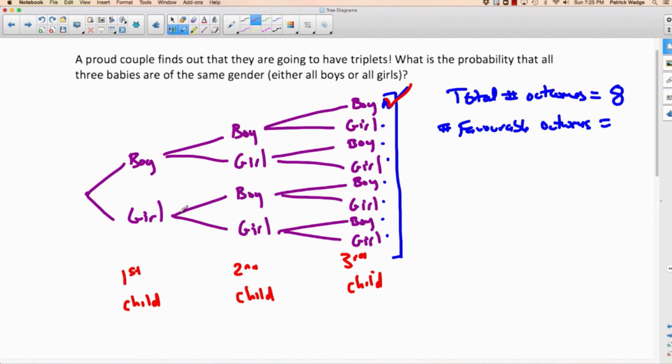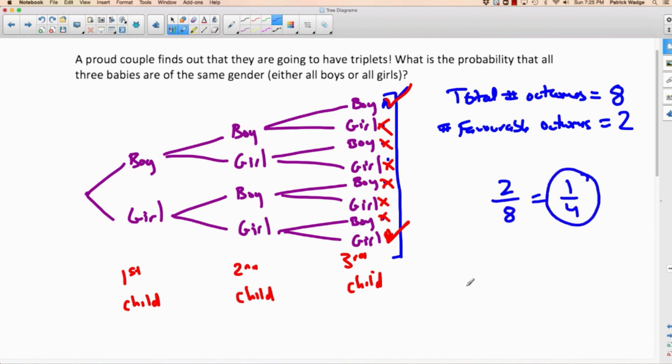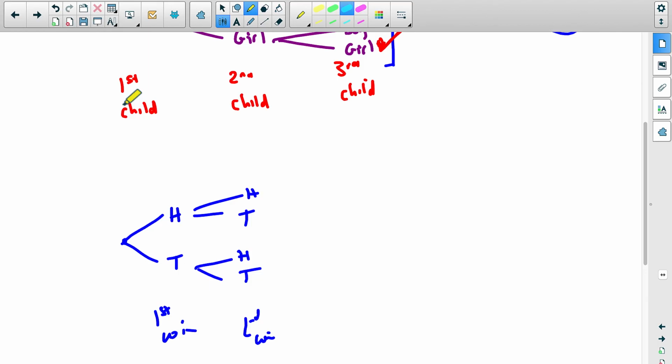And finally, I know you all skipped down there because you figured it out. Girl, girl, girl. Yes, this is the only other one that works. These were all no. The bottom one's a yes. The top one's a yes. Favorable outcomes is 2, which means the probability is favorable over total. And once again, we're not going to stop there. 2 out of 8 reduces to 1 out of 4 is our probability that they're all the same gender.